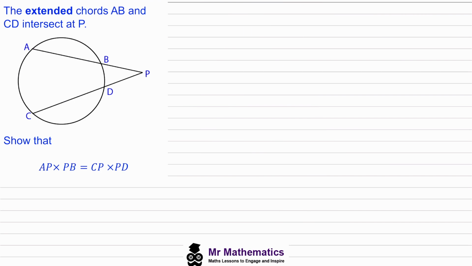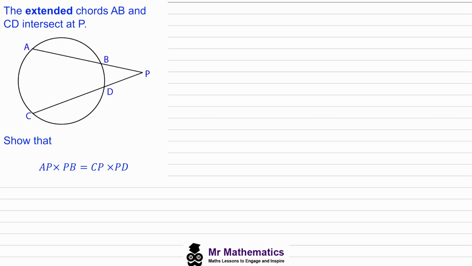Okay, so in this example, we've been told that the extended chords A to B and C to D, so A to B here and C to D here, intersect at point P, which is this point here. We've been asked to show the same property. So perhaps you want to try this question yourself. You can pause the video, and when you come back, we'll go through the worked solution.